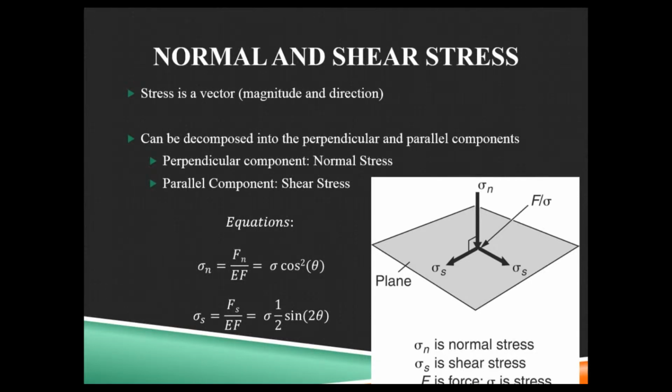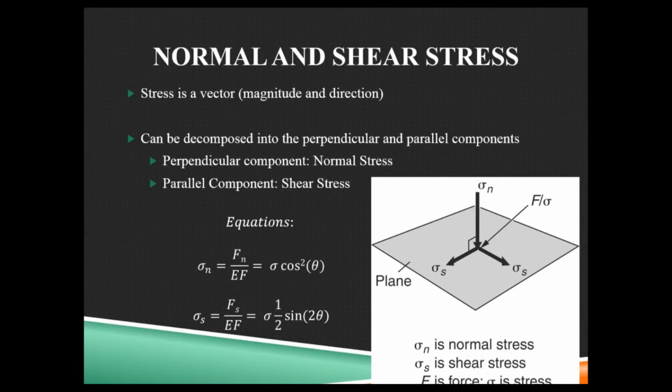Now, if you remember from physics, any vector can be decomposed into the perpendicular and parallel components. We call the perpendicular component normal stress, because normal is a synonym for perpendicular. The parallel component is shear stress. So if you have a stress coming in at some angle to your desk, for example, part of that is straight down against the surface of the desk, and part of that is straight along the surface of the desk.